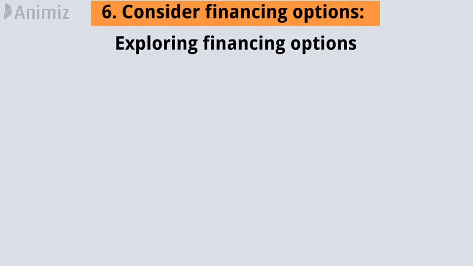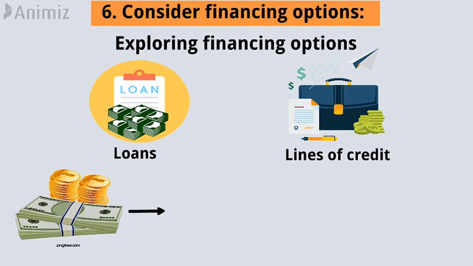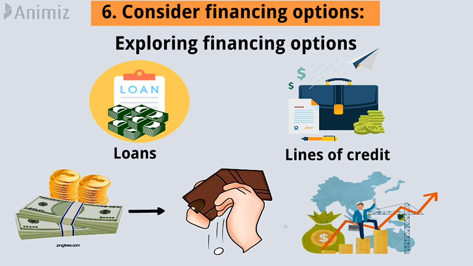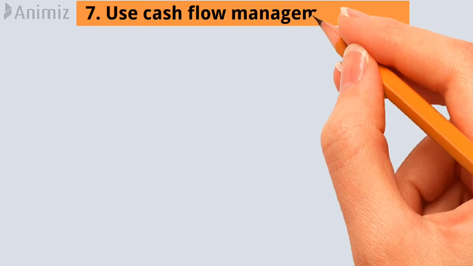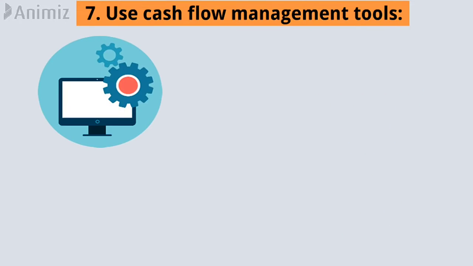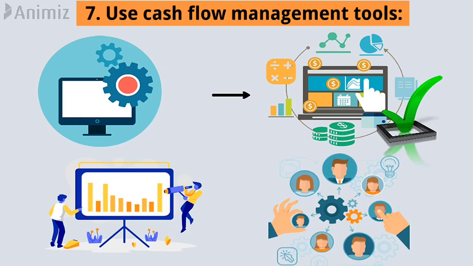Exploring financing options, such as loans or lines of credit, can provide a source of cash to cover short-term cash shortages or finance growth opportunities. 7. Use cash flow management tools. There are many software tools available that can help businesses and individuals manage their cash flow more effectively, including cash flow forecasting and management software.